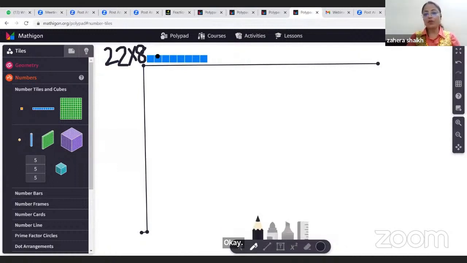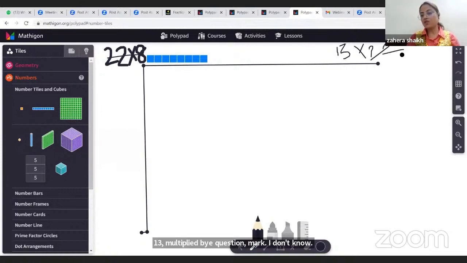Now I'll change the question. I'll have 13 multiplied by question mark. I don't know what the number is, but I know the product, that is 169. I know the product 169, but I don't know the size of that group. This means there are 13 groups of objects. I don't know how many are in each group, but I know the total number of objects is 169.